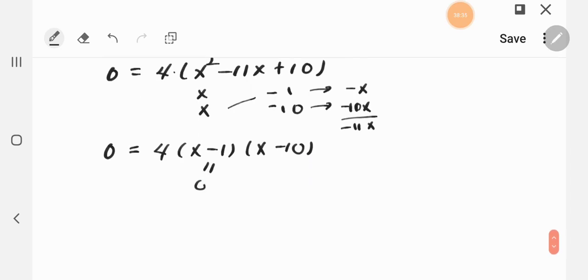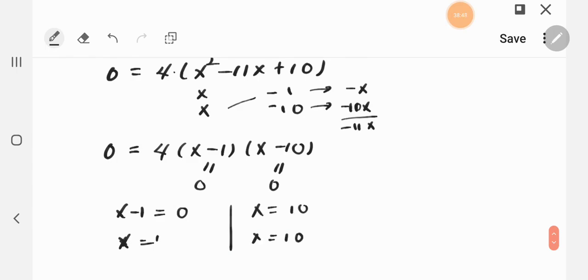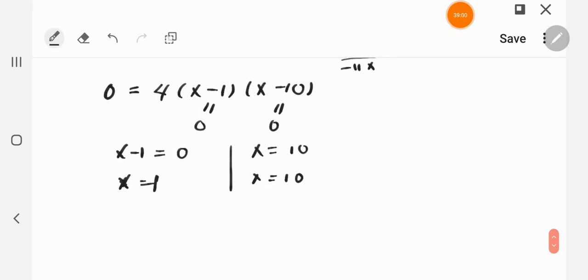Since the equation is 0, set each factor equal to 0. Then from the first factor, x equals 1. And from the second factor, x equals 10. Is that correct? Let me double check this one. All right, so we have two x values.